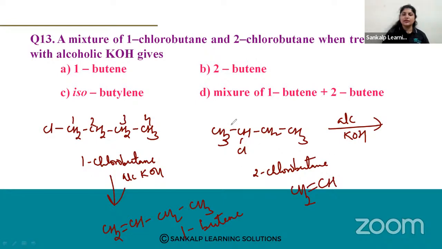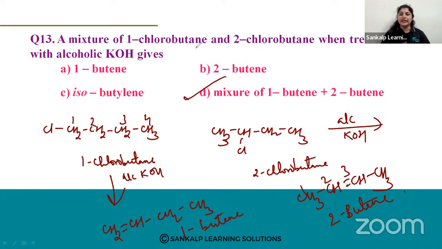From here Cl will go, and this hydrogen will go from here. So this will be CH3, CH double bond CH, CH3, which is 2-butene. So a mixture of 1-butene and 2-butene is obtained. So option D will be the right answer.